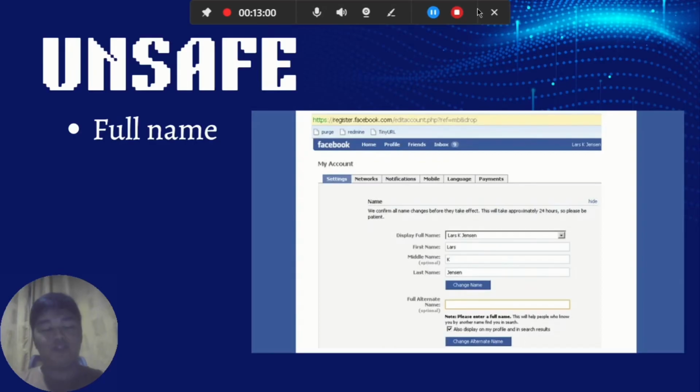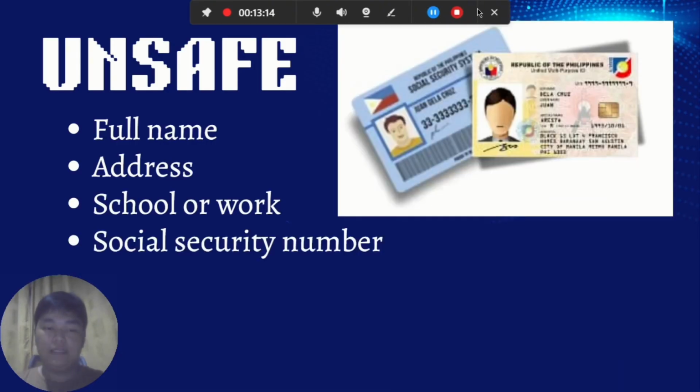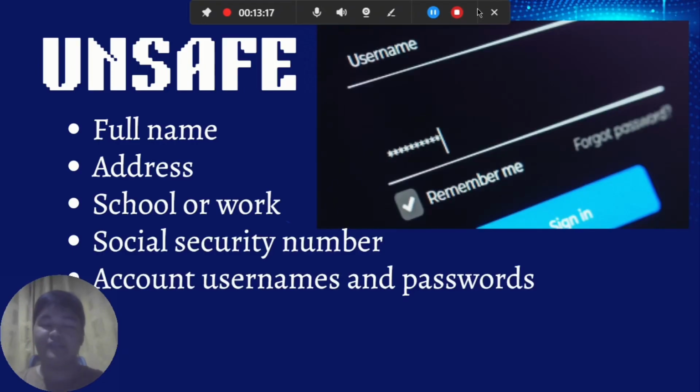Now, for the unsafe information, the first basic of online safety is, of course, our personal information. This means being careful about sharing information such as our full name, our address, our school or work, our social security number, and of course, our account usernames and passwords. These are very self-explanatory, as we wouldn't want any of these to be shared online or used by other people aside from us, di ba? So, these are the types of information that are unsafe to share and should be withheld within you. You should not share this with any other people that you do not trust.